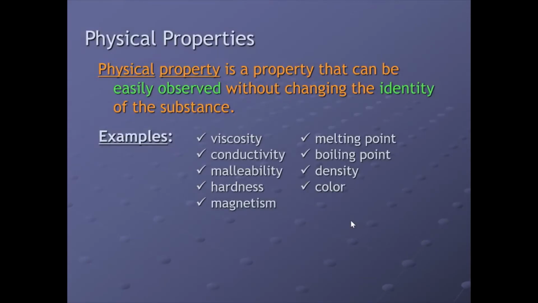Physical properties, again, we saw a few examples earlier, but let's see a few more. A physical property is a property that can be easily observed, but you're not changing the identity of the substance. It's just an observation that you're making, again with your senses. Viscosity is how thick a liquid is. Conductivity is whether we can soak up electricity and heat and pass it through, kind of like metal. Malleability is how you can bend or shape or mold something. And then hardness, whether something is magnetic, melting point, boiling point, density, color, all of these are examples of physical properties.